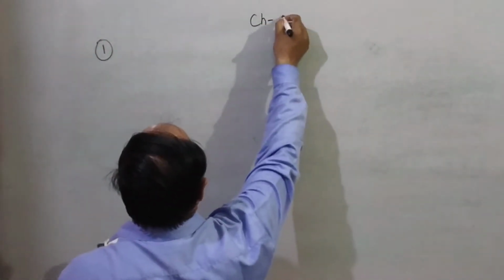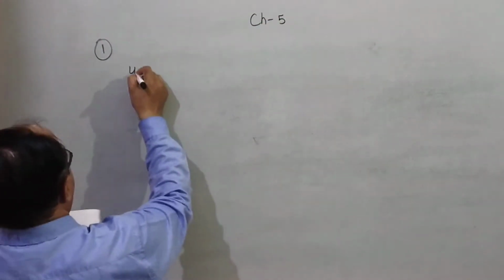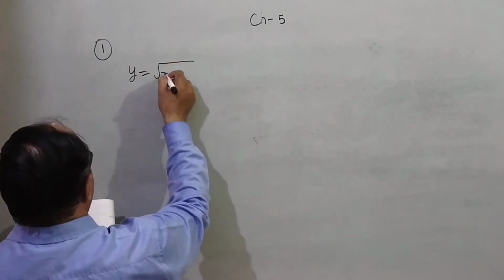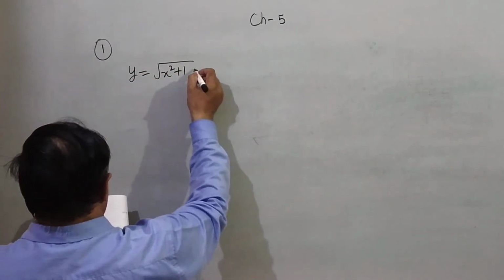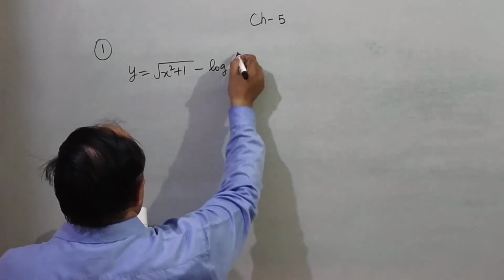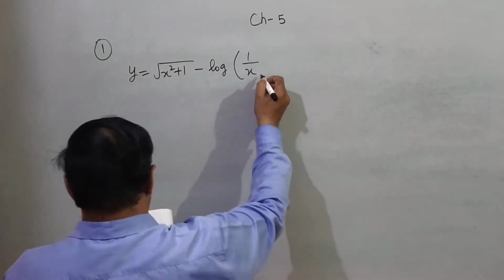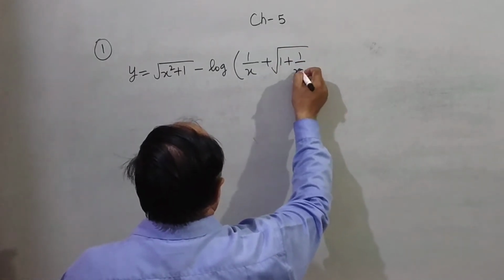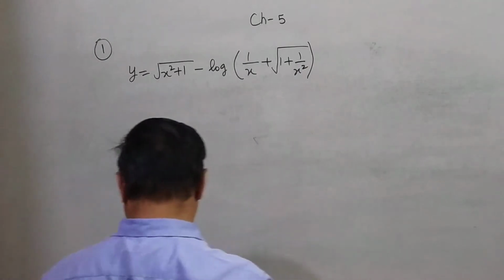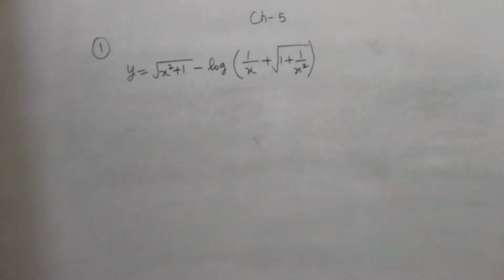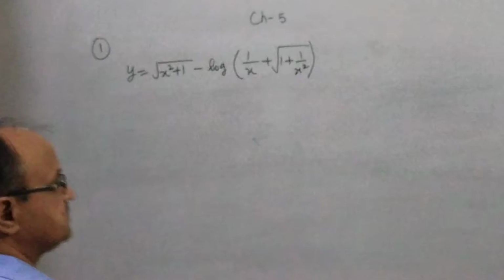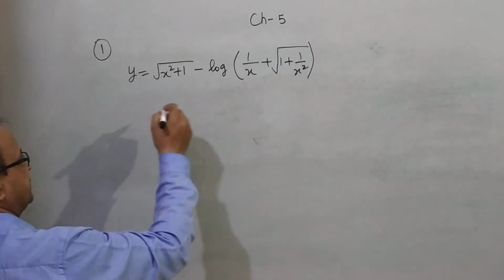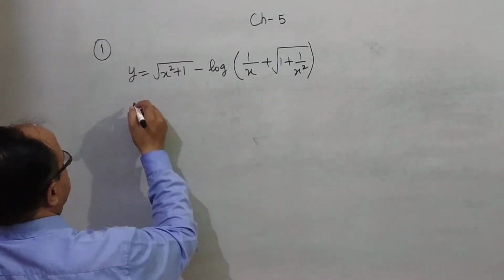Question number 1, chapter number 5: y is equal to root of x square plus 1 minus log of 1 by x plus root of 1 plus 1 by x square. Find dy by dx. Find the derivative of this. Firstly, simplify the question before doing its derivative.